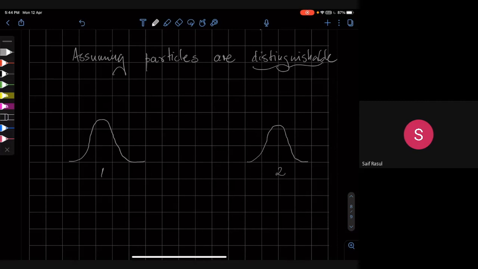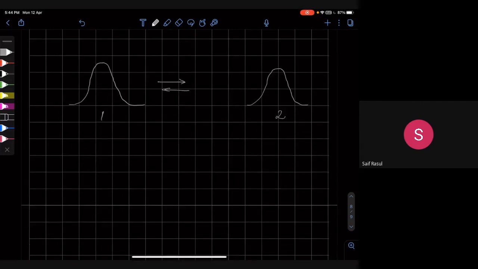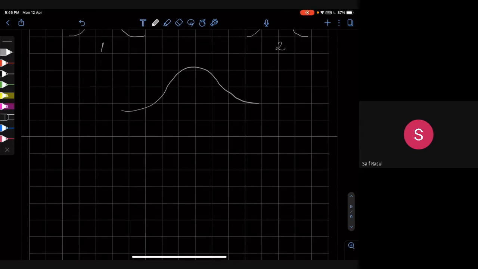But suppose they are traveling towards each other, and at some point they merge. They overlap. And then after that, one particle is going one way, another particle is going the other way. So this is 1 plus 2. Now I ask you the question: is this particle 1 or is this particle 2? Or is it the other way around?